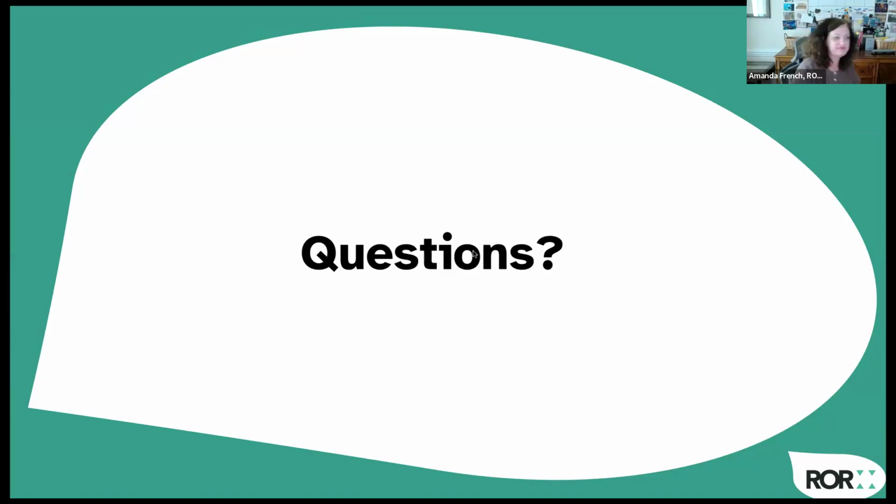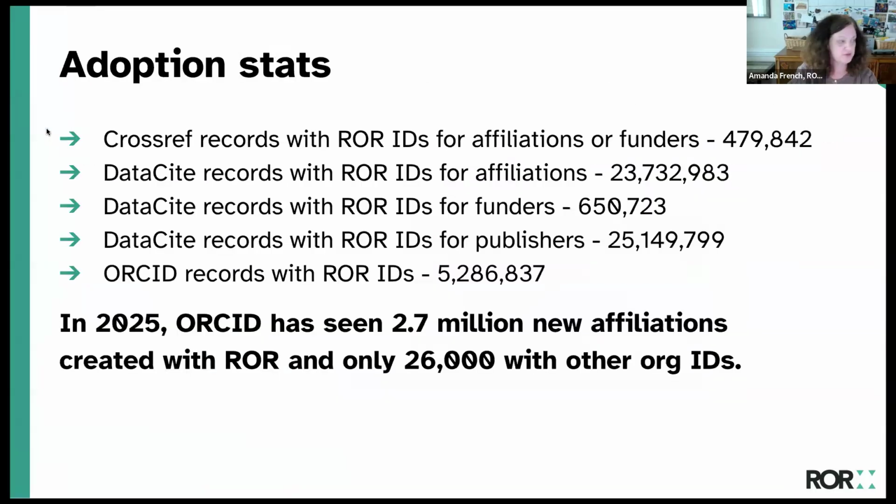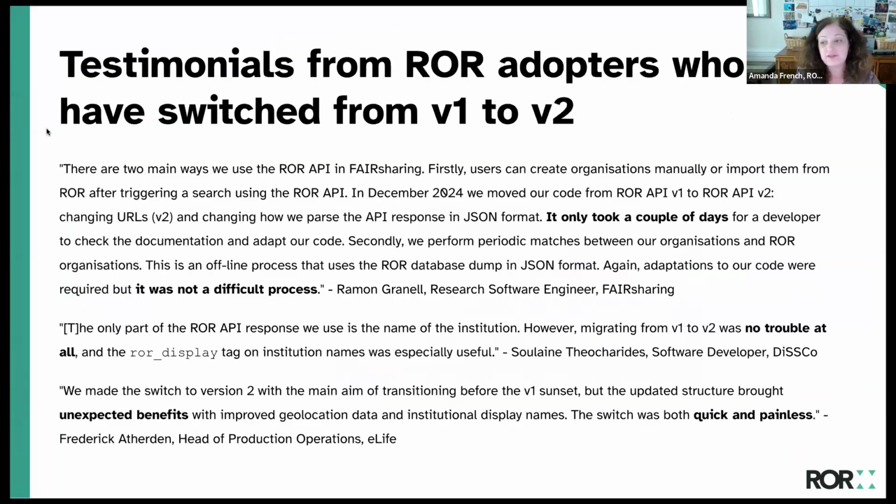Okay. The first thing I wanted to mention is that, specifically regarding the change we're making to the API on July 28th, we went ahead and spoke to a few ROR adopters who started out using the first edition of the ROR schema, which is tightly linked with the ROR API. We usually say version 1 of the schema and API, and they made the switch over to V2.